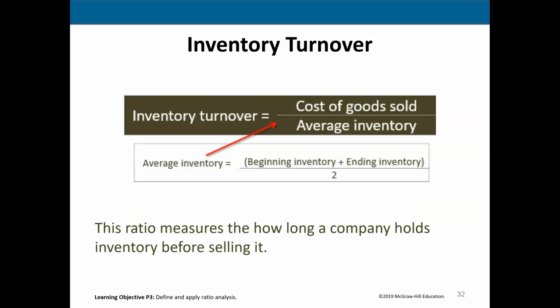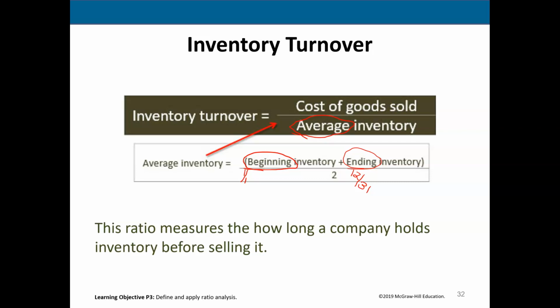Okay, inventory turnover is next. It is cost of goods sold divided by average inventory. And again, you see the word average. So you're going to take beginning inventory plus ending inventory and divide it by 2. Beginning inventory would be January 1, ending inventory would be 12/31. And this ratio measures how long a company holds inventory before selling it.